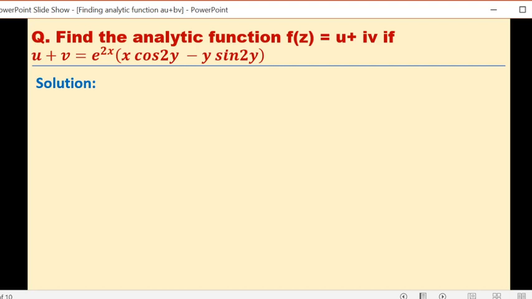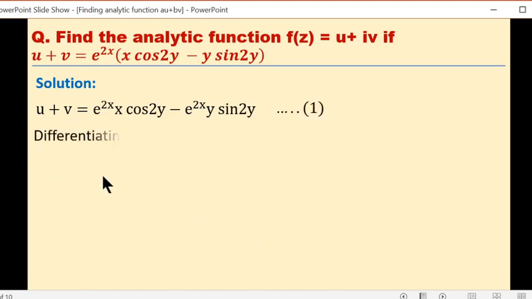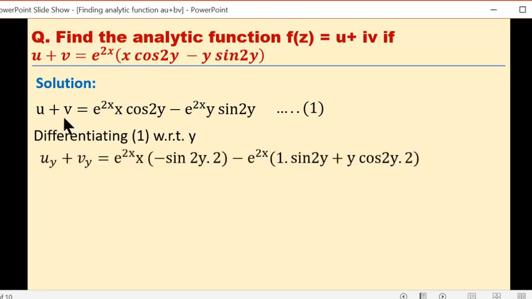Differentiate 1 with respect to y. Differentiate with respect to y. Very good. Excellent. Yes. So let's take this equation number 1 again. This is our u plus v. And now we will differentiate this with respect to y. So let's see what we get.